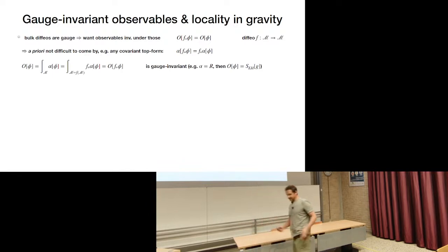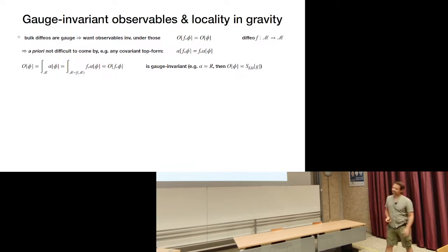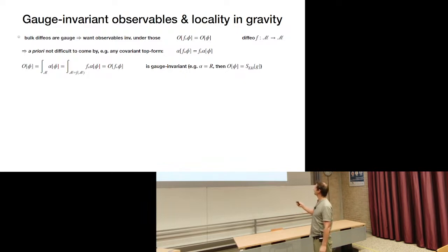And a priori, sometimes you hear that it's very difficult to find gauge invariant observables in gravity, but at face value, it's not true, because we can always find any old covariant top form that has this property, and then just integrate it over all of space-time, and you'll find that this gives you some gauge invariant observable.